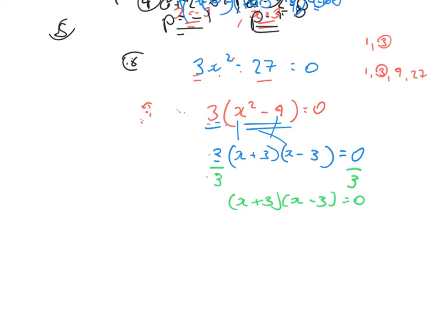So now we're just left with x plus 3 equals 0, or x minus 3 equals 0. Bring that over, change its sign, x equals minus 3, or x is equal to 3.